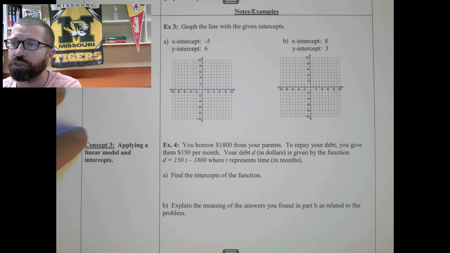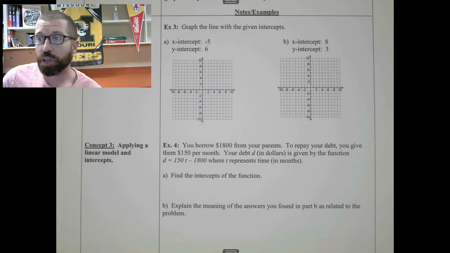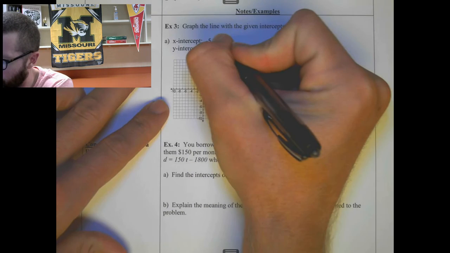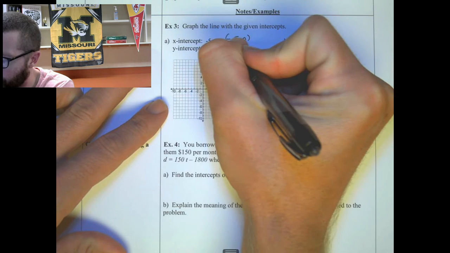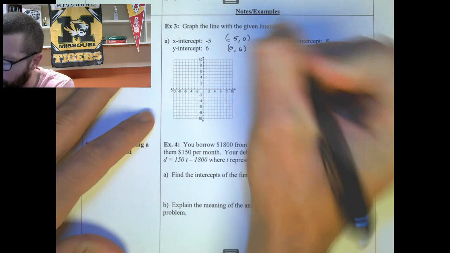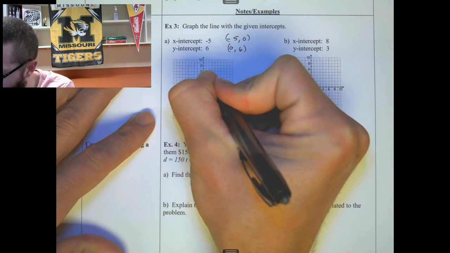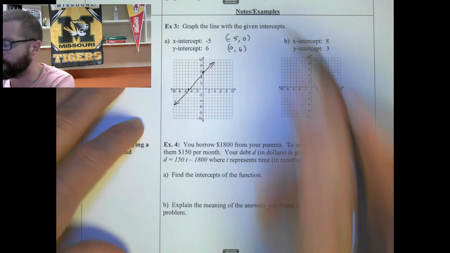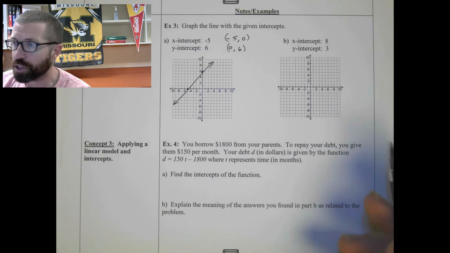Okay, we can do this with some different situations too. If we just give you the intercepts, you should be able to graph the line. So let's turn this into points. If negative 5 is the intercept, then it's negative 5, 0. And this would be 0, 6. Or the x-intercept is at negative 5 and the y-intercept is at 6. And then connect those. Hopefully you hit them. I kind of missed that one. And you're good. And then try B, pause the video and give it a shot.